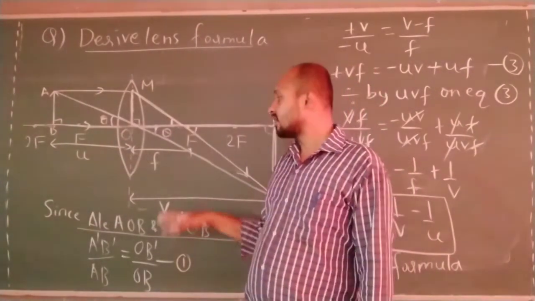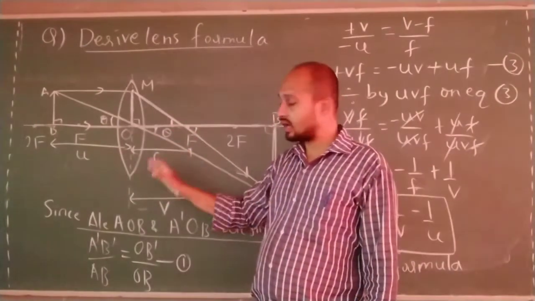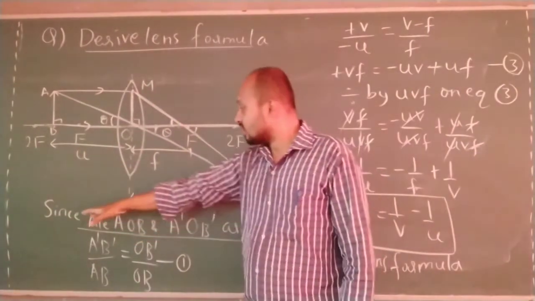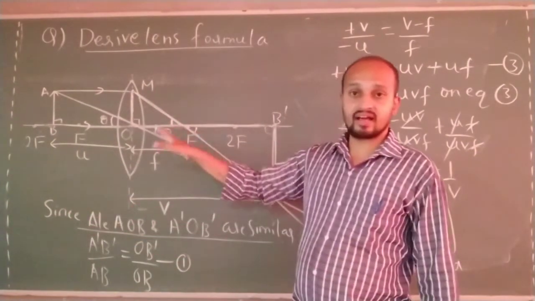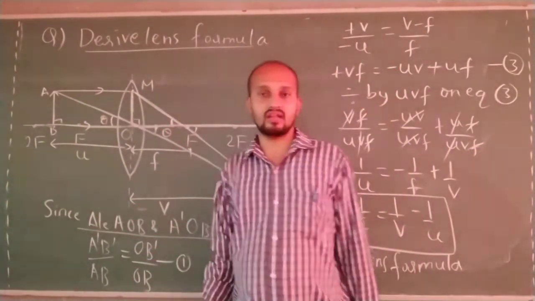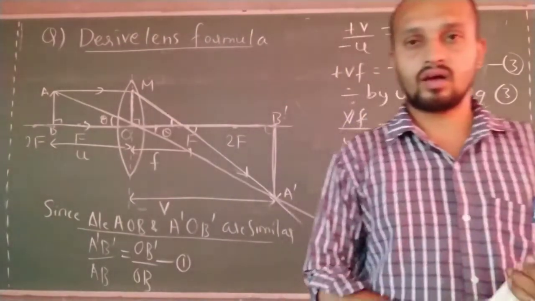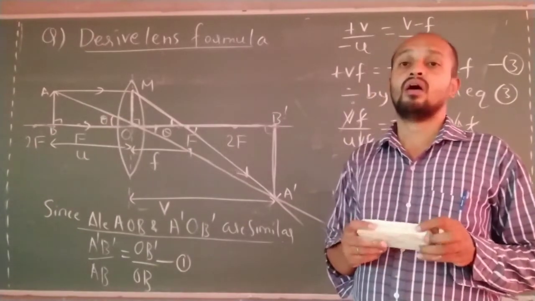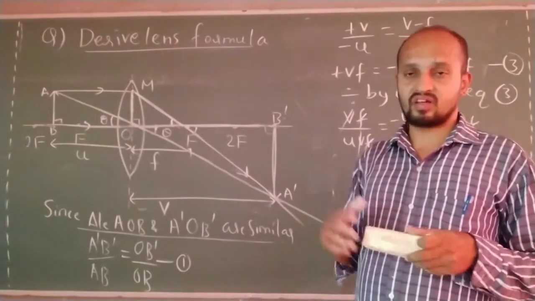After that you have to write, since from the geometry, from the ray diagrams, the triangles, these are the triangles which are similar, you have to start writing this. Then full marks will be allotted for this. This is one of the expected derivations which can be asked for 5 marks in the coming exams.